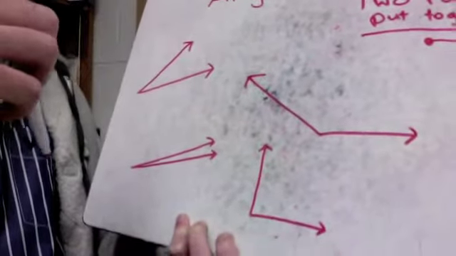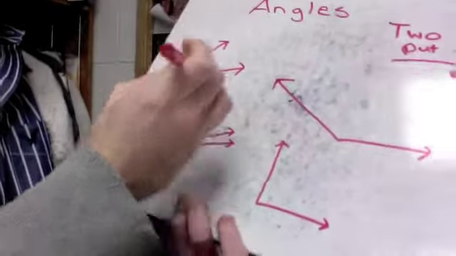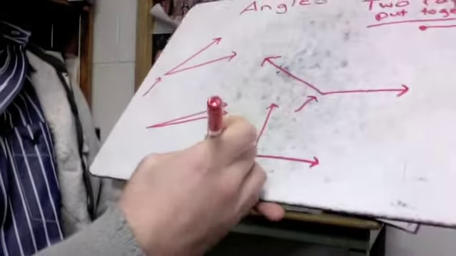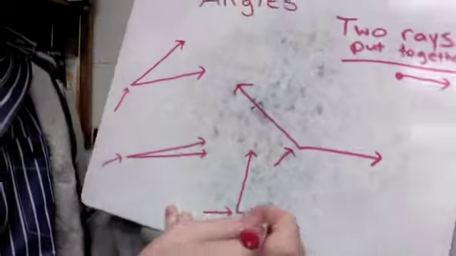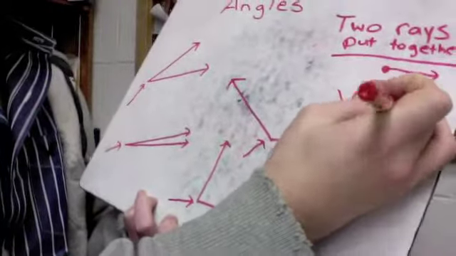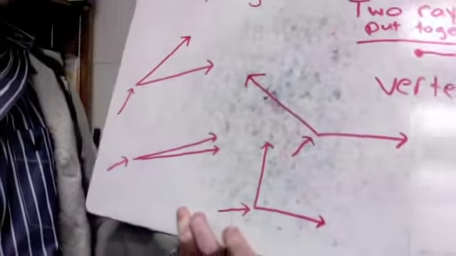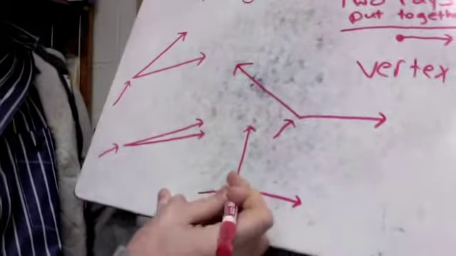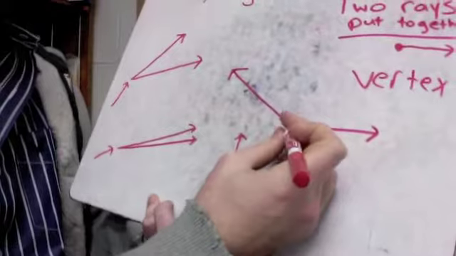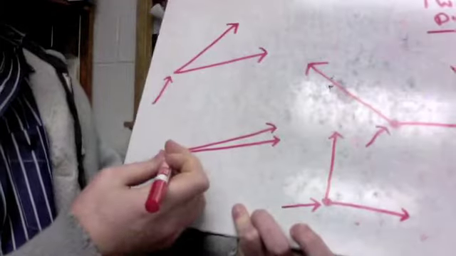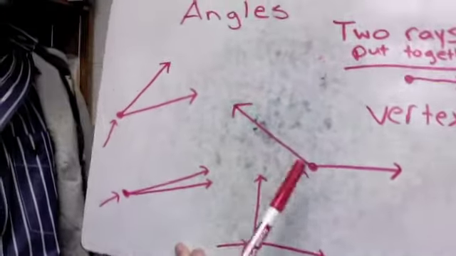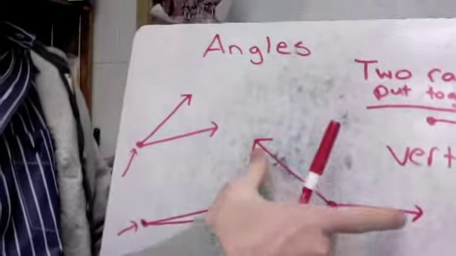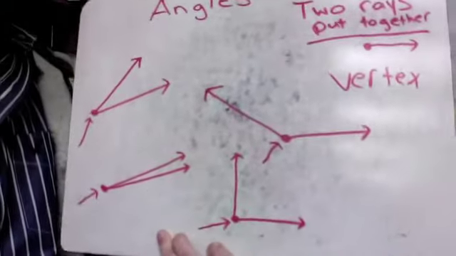Now there's a special spot on an angle that you need to know what it's called. That spot is where the rays come together. That is a vocab word that you should know. The vocab word for where the rays come together is vertex. So on this angle, the vertex would be right there. On this angle, the vertex would be here. On this angle, the vertex would be here. And on this angle, the vertex would be here. All a vertex is, is where the two rays actually come together.